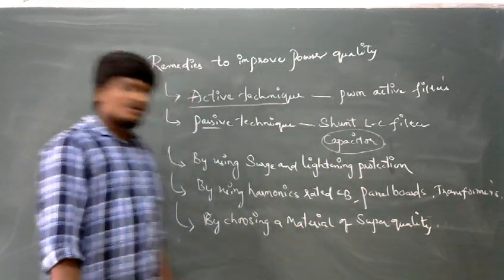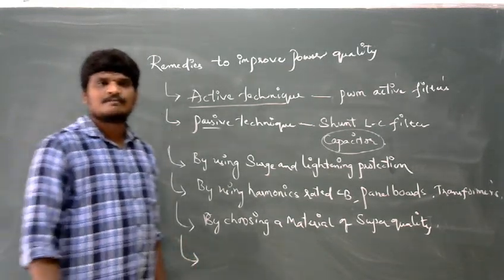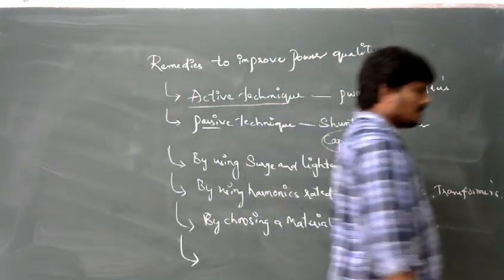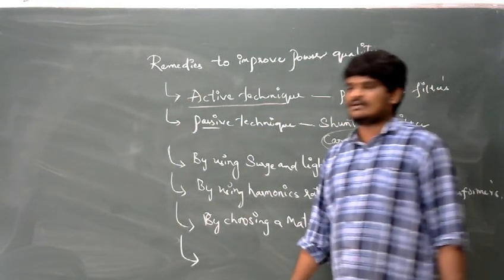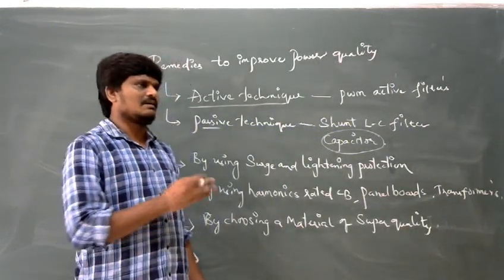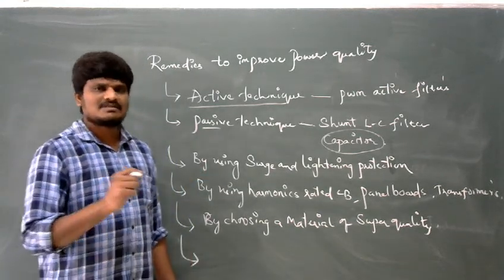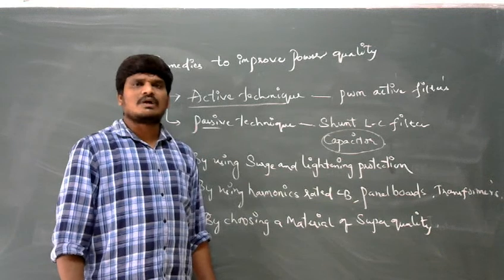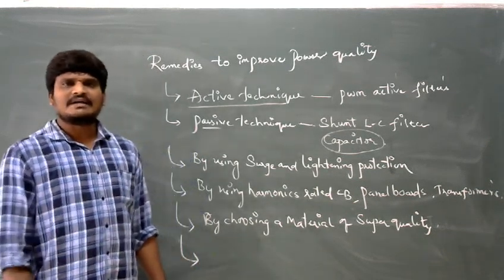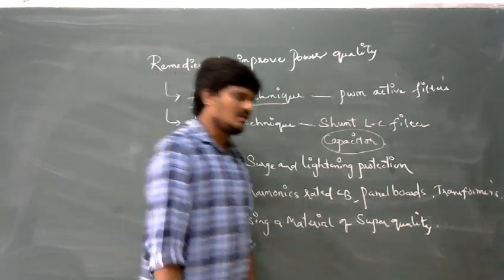And there is one more method which is used to improve the power quality, that is nothing but by using oversized phase conductors. Normally there will be a particular size of each conductor which we are using in passing the current from one point to another point. So if I want to improve the power quality to a particular level, I need to use oversized phase conductors to minimize the voltage loss.